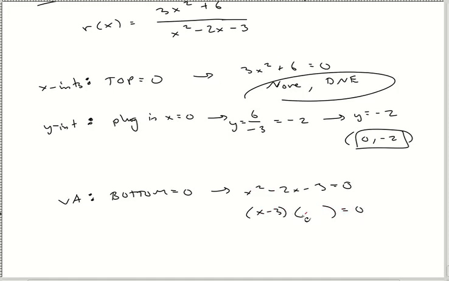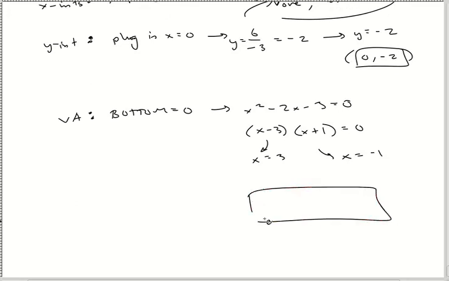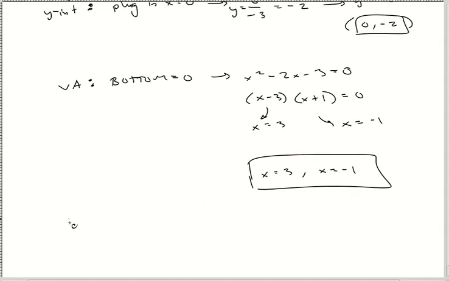X minus 3, x plus 1. So we get x equals 3 and x equals negative 1. These are my vertical asymptotes in the box. Remember that you need the equations. They're very picky to write the x equals stuff in there with a comma.